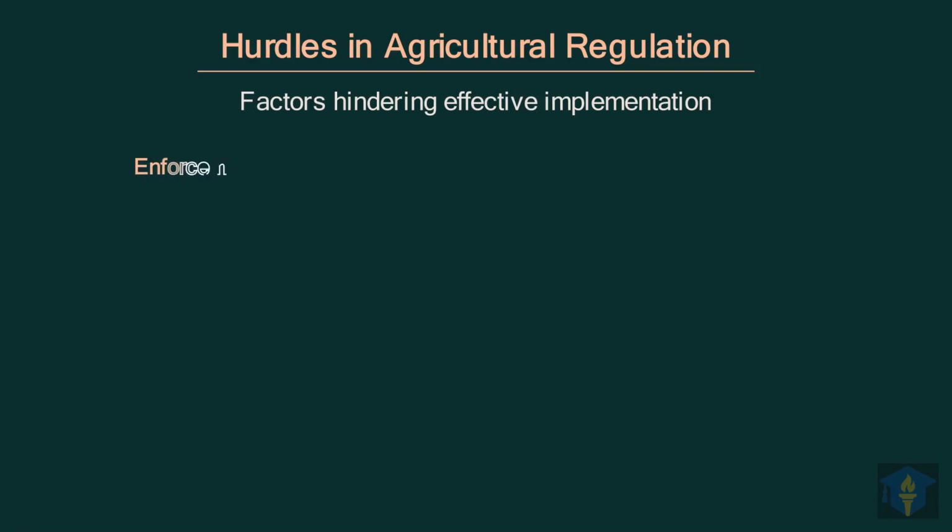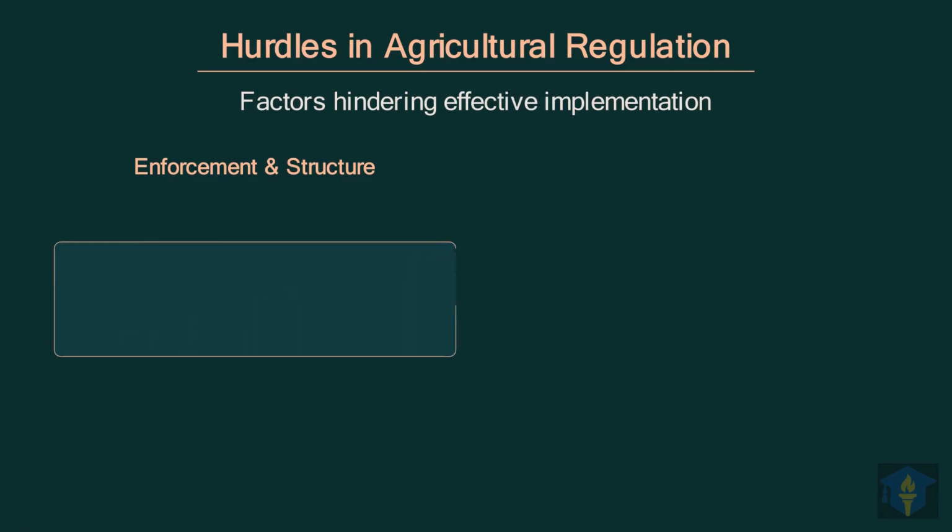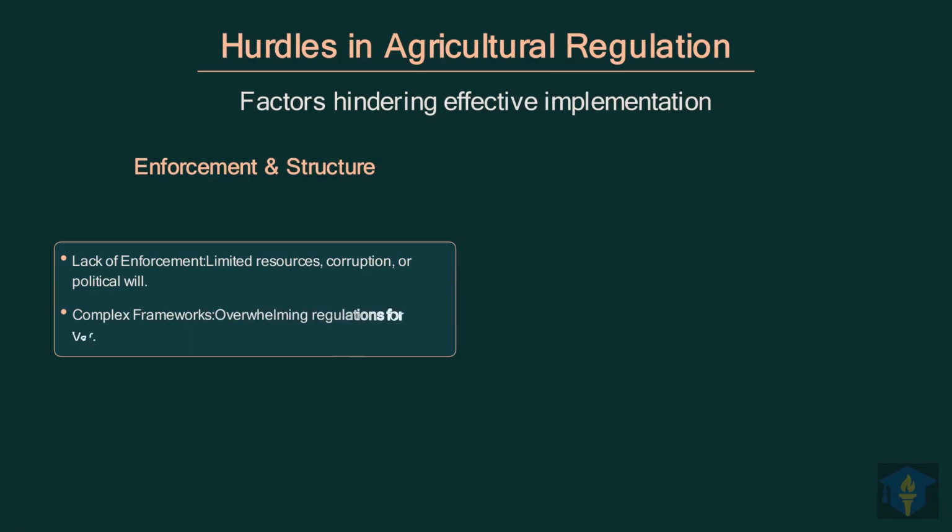Despite these regulations, there are significant hurdles in agricultural regulation. Various factors hinder the effective implementation of these important laws. First, challenges in enforcement and structure present major obstacles. Lack of enforcement occurs due to limited resources, corruption, or political will. Complex frameworks can overwhelm farmers with varied regulations across regions.